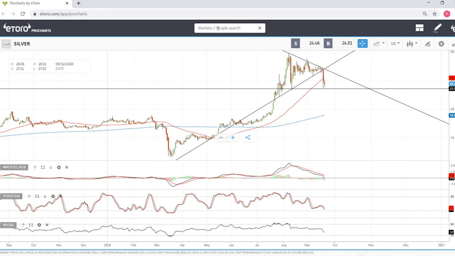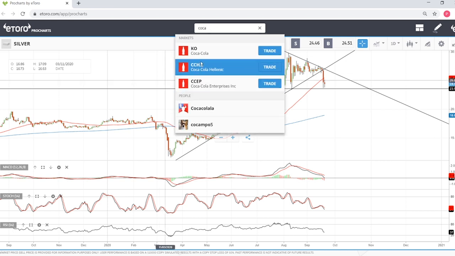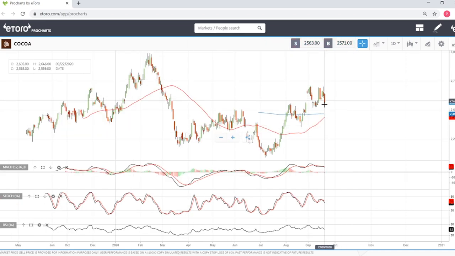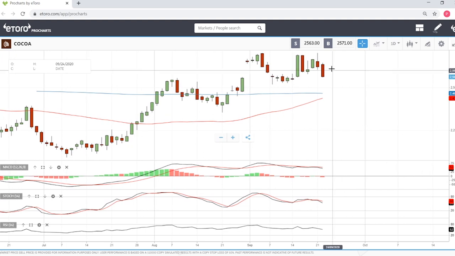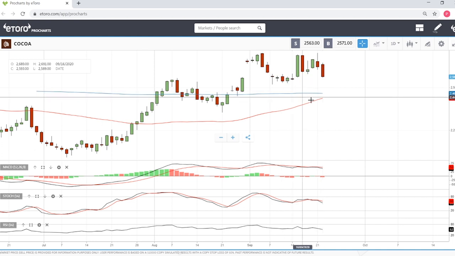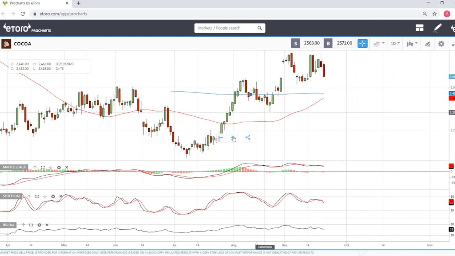So we have cocoa. There. So yes, we have broken down quite significantly, around 3% in this trading session. We're not finished yet. And yesterday I said that the 200 moving average and the 50 moving average here should be significant support. So we're still in an uptrend, we're still making higher lows, and if we were to break down here, it basically is a massive buying opportunity.